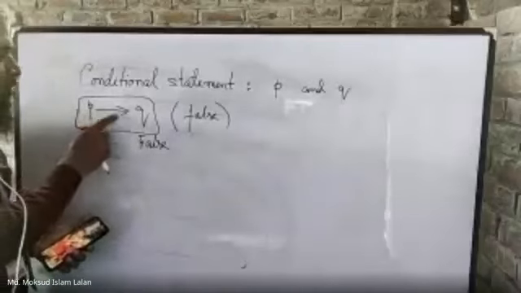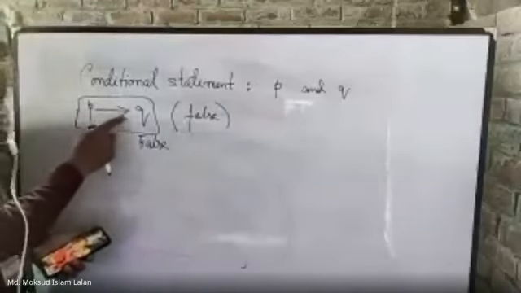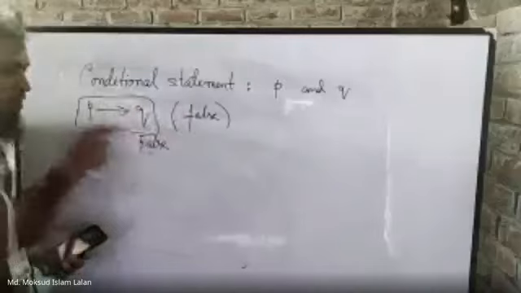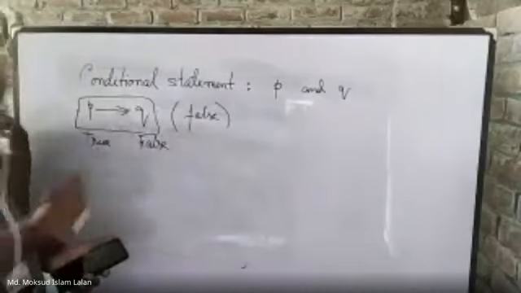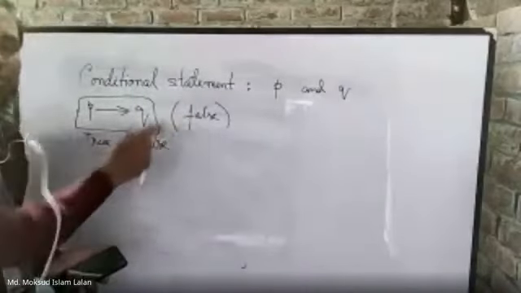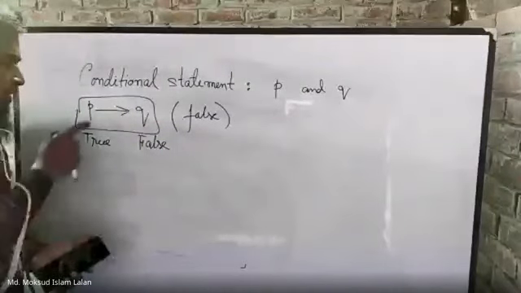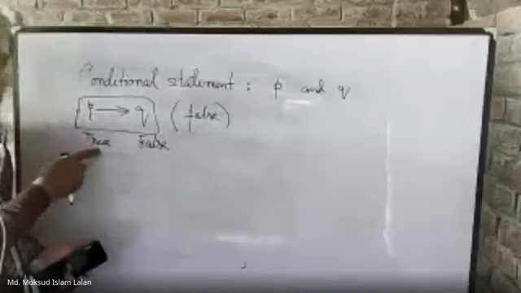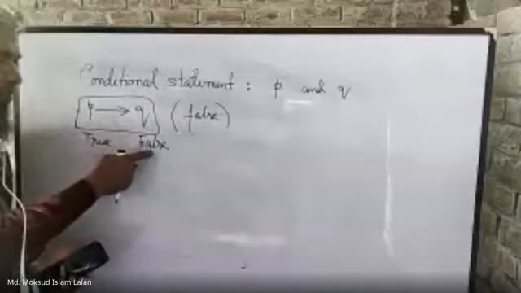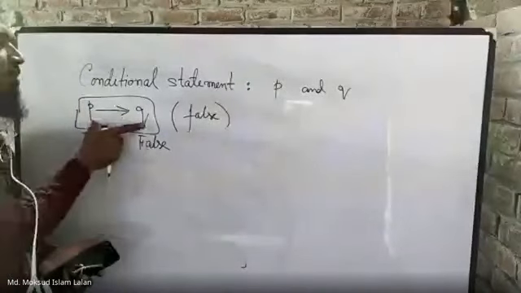So P conditional Q. This conditional statement is false when the P proposition is true and the Q proposition is false. Then you can say this conditional statement is false. Otherwise, true.